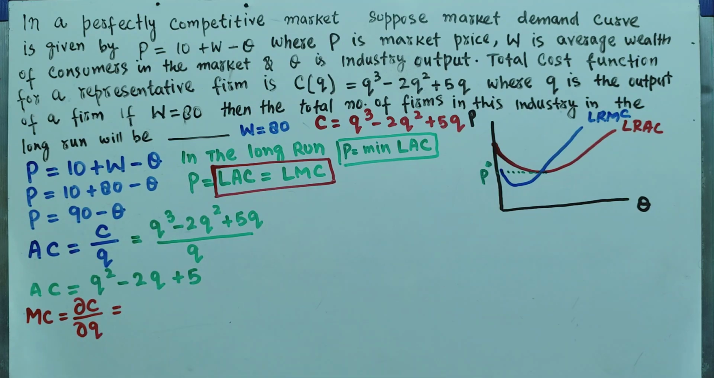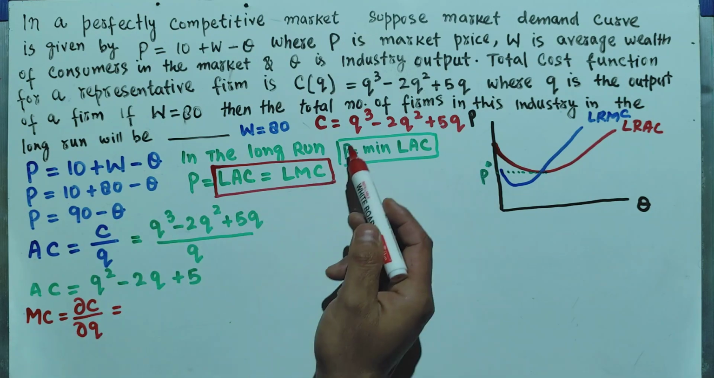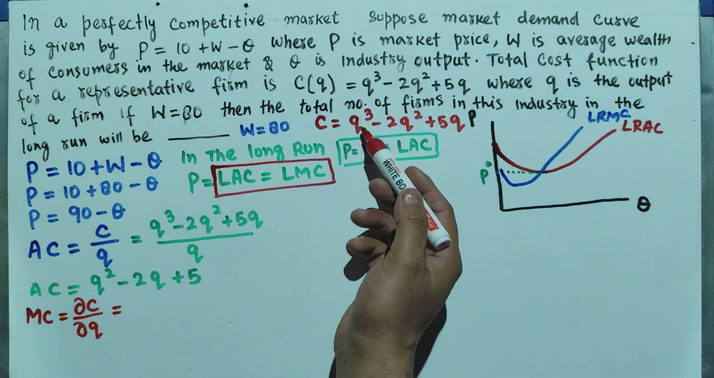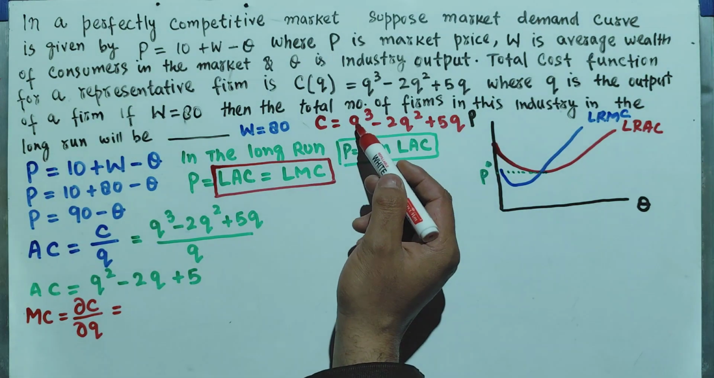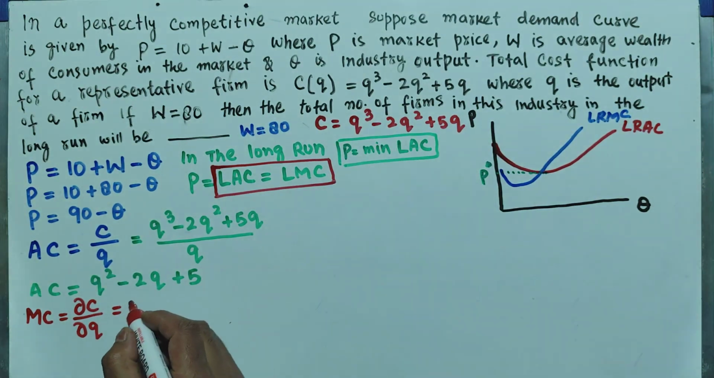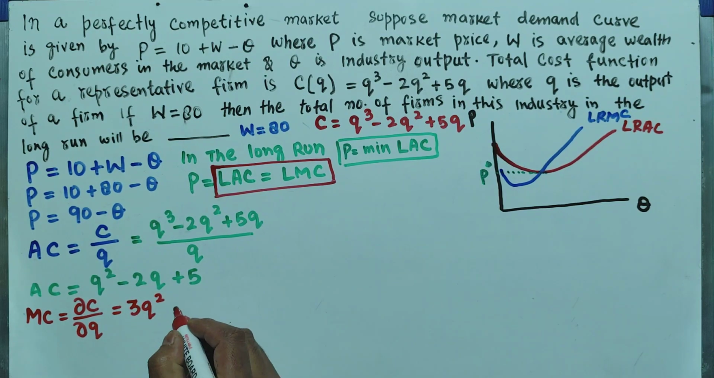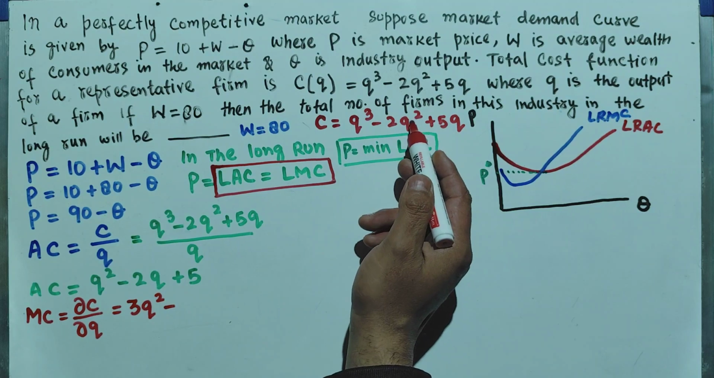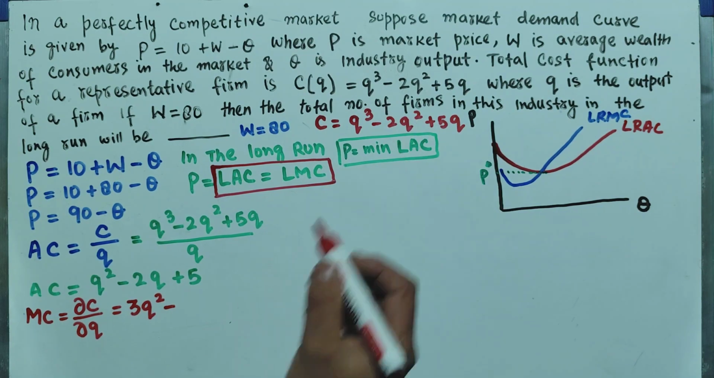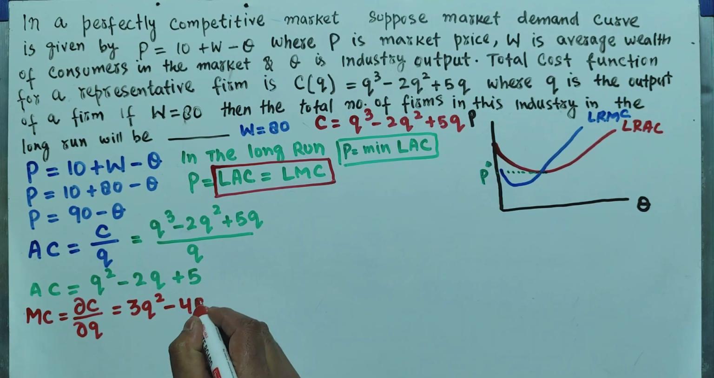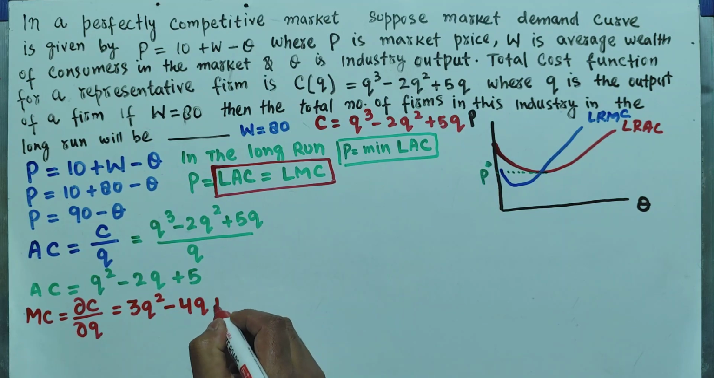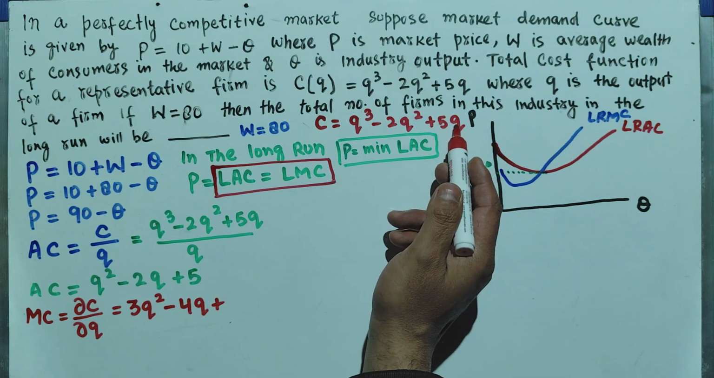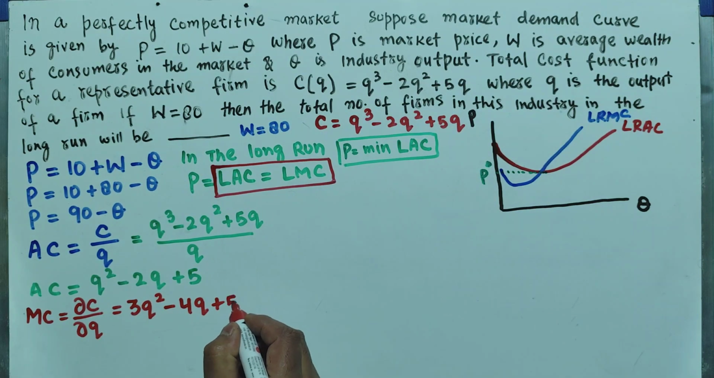That gives us the marginal cost. Given this cost function, we differentiate it with respect to q. The derivative of q cube will be 3q square, minus the derivative of 2q square, which is 4q, plus the derivative of 5q in the last term, which is 5.